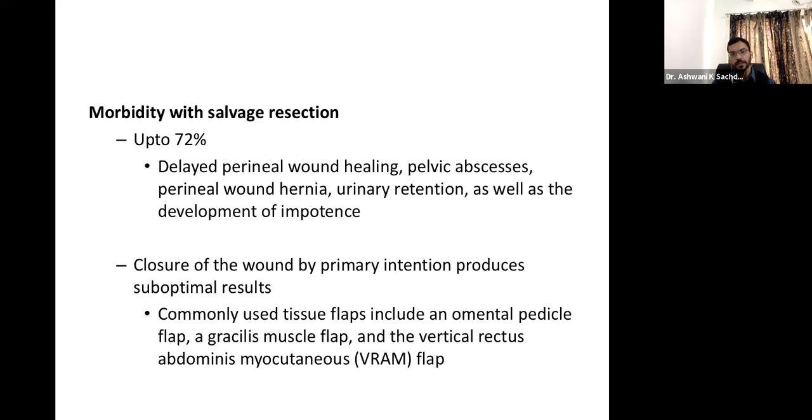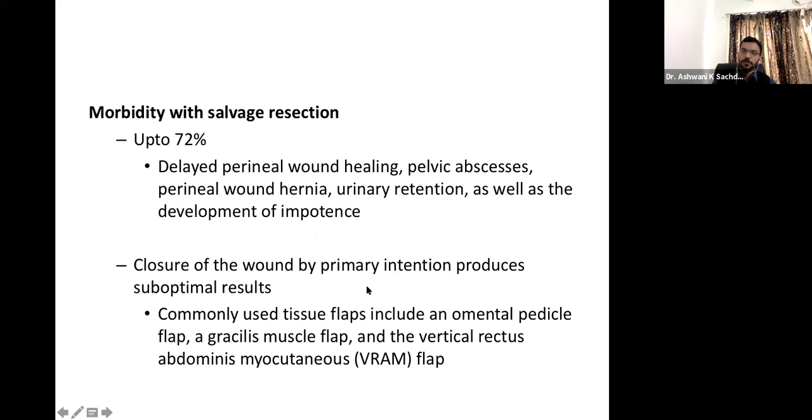So what is the morbidity associated with salvage resection? Because it is an area where chemoradiation was already given, the local morbidity is very high. It is present in about 72% of the patients undergoing surgery. The most common is delayed perineal wound healing. Others are development of pelvic abscesses, perineal wound hernia, urinary retention, as well as impotence. That is, erectile dysfunction can occur because of nerve injury.